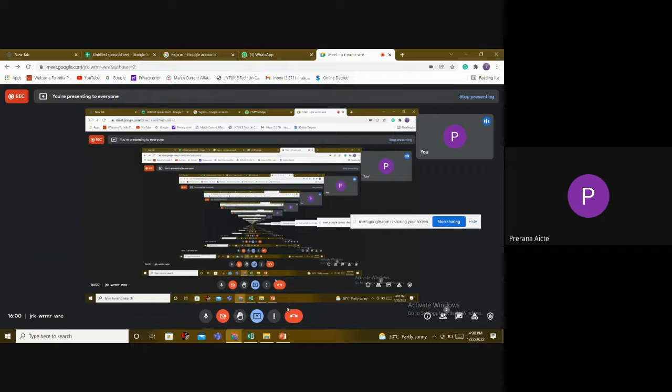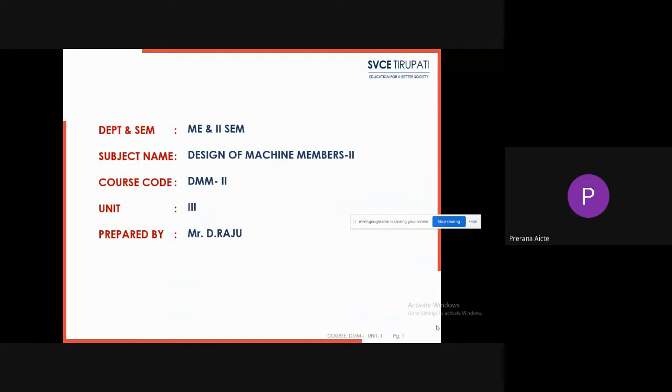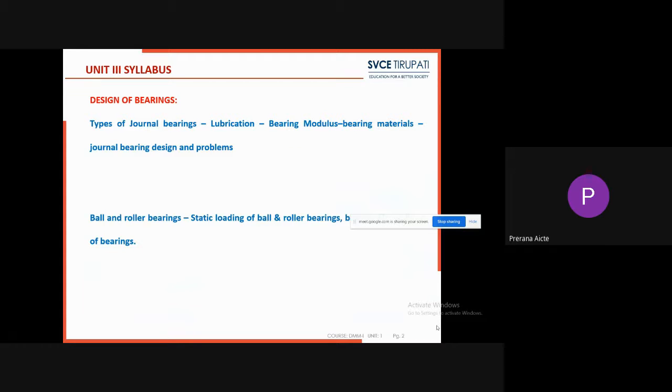So today I'm going to explain the GATE class regarding bearings. For the GATE examination, they will ask one problem on bearings. In that, we are going to explain two types of bearings.